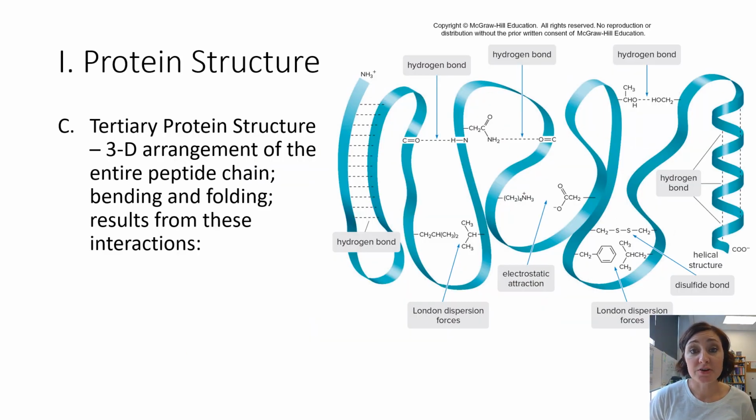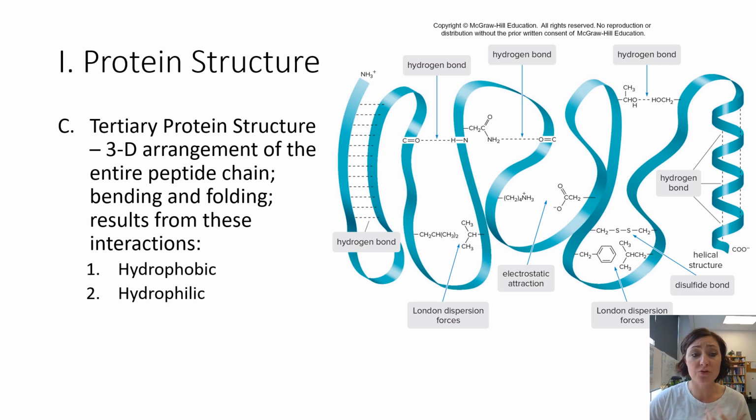In tertiary structure, this is also a 3D arrangement of your proteins. So we took a single amino acid strand and we allowed it to either coil into alpha helices or beta pleated sheets. And those beta pleated sheets and alpha helices can also further fold together and interact with each other. So when we talk about tertiary protein structure, we're talking about the bending and folding that results from a bunch of different types of reactions between the R groups of the amino acids in the protein chain.